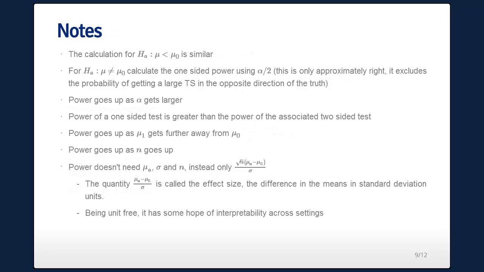In principle, you can do that for any power calculation. In other words, there's always a set of things where, if you specify enough of them, it yields the other one. The calculation for mu less than mu naught is, of course, similar. For mu not equal to mu naught, calculate the one-sided power using alpha over 2. This is approximately right, but so close to the exact answer that it's not worth fussing about. Power goes up as alpha gets larger, of course.